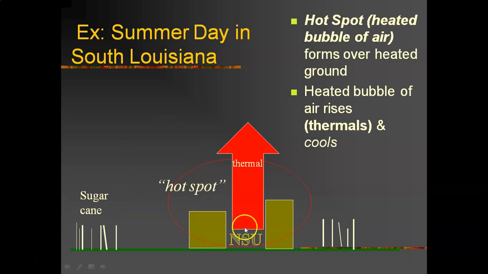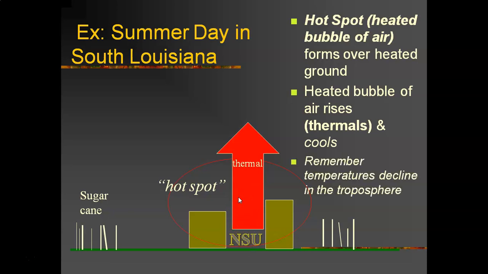Now, the important thing is as this thermal is rising, it is cooling. Remember this important relationship that we learned for exam 1. Temperatures decline in the troposphere. So as this heated bubble of air is rising, it's cooling. We're cooling inside this bubble of air.